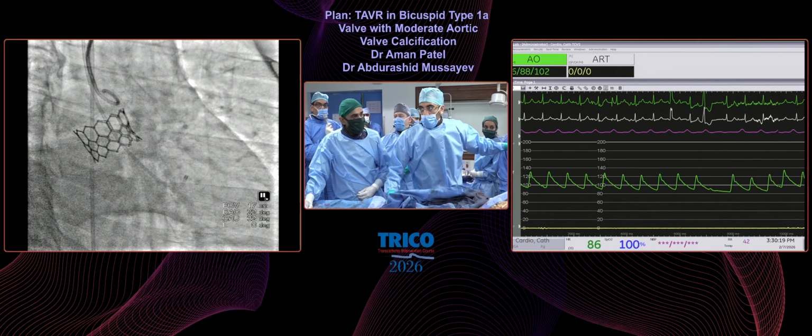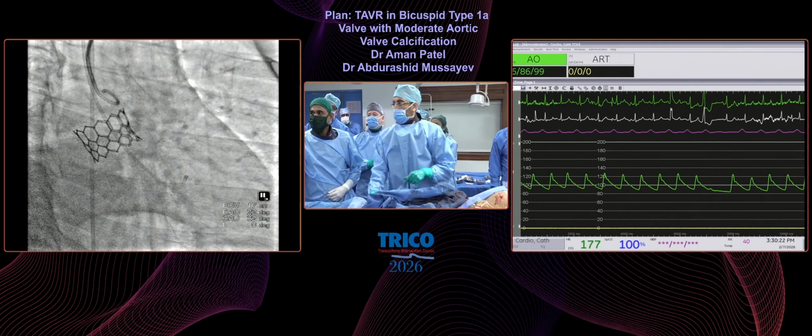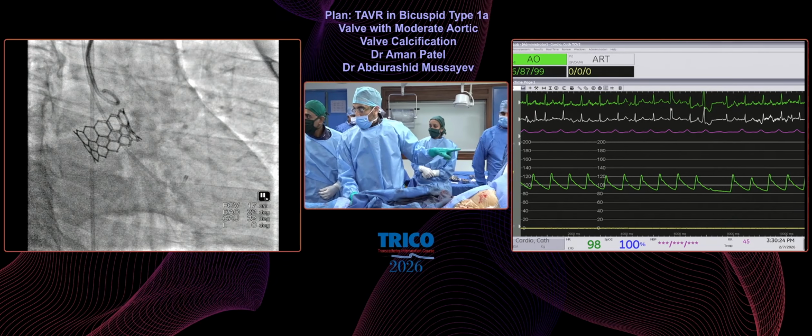So you have to put the camera here. What is the best way to see your result? It is the hemodynamics. Come here, please. Absolutely correct.